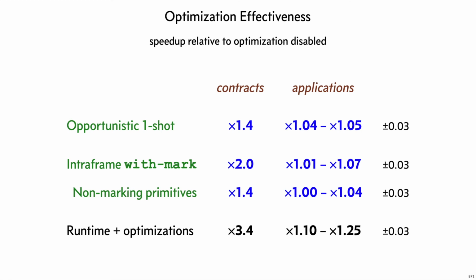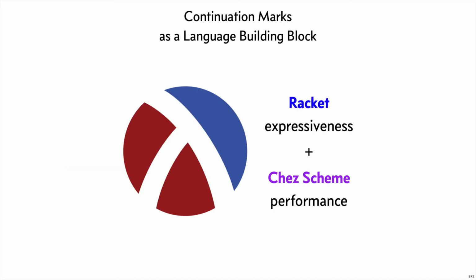Overall, performance improvements come from a combination of these optimizations plus the representation of marks as part of continuations. And that is how we get all of the expressiveness of Racket's language building blocks with all of the performance that Chez Scheme provides.